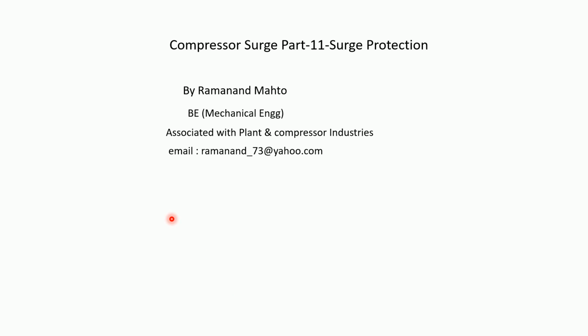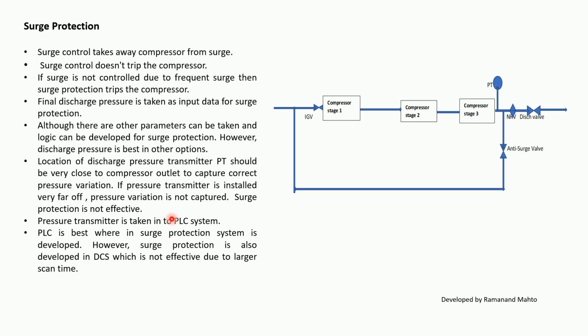The main purpose of today's discussion is to understand surge protection, and this surge protection is different from surge control. So let's start the discussion. Surge control takes the compressor away from the surge, but surge control doesn't trip the machine. If the surge is not controlled due to frequent surges, then surge protection trips the compressor.